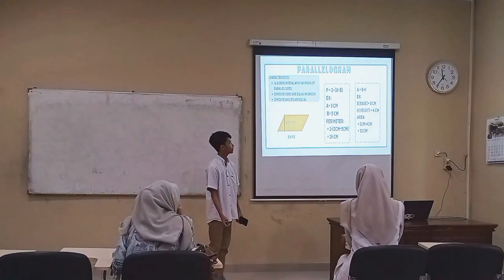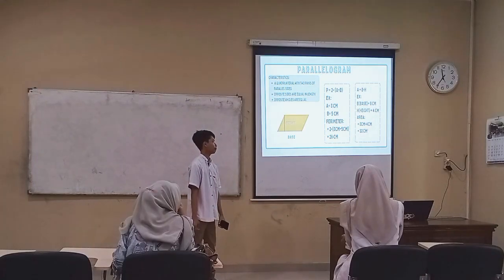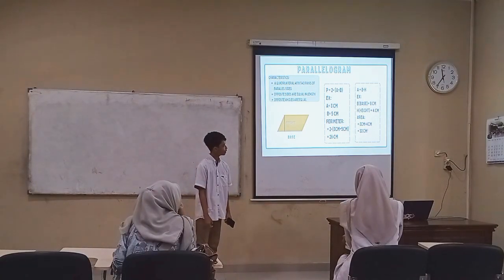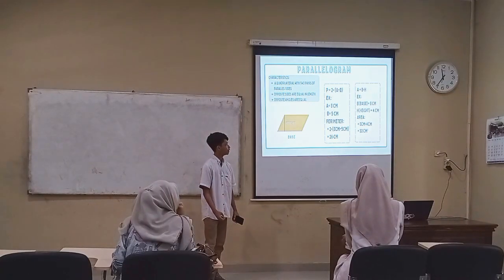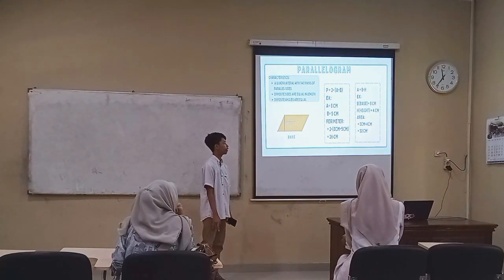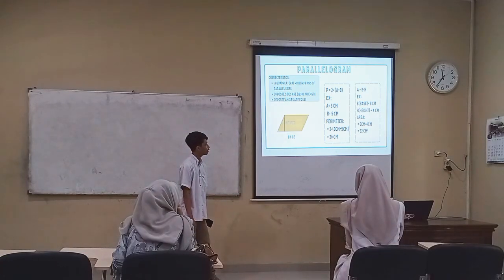For the area, A is B times H. Example, B base is 8 centimeter and H height is 4 centimeter. The area is 8 centimeter times 4 centimeter is 32 square centimeter.